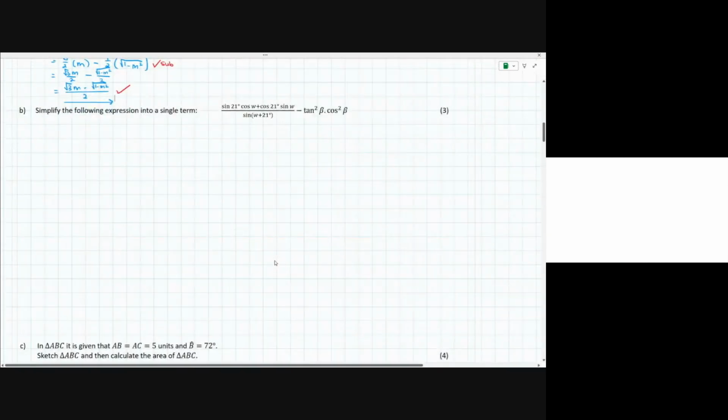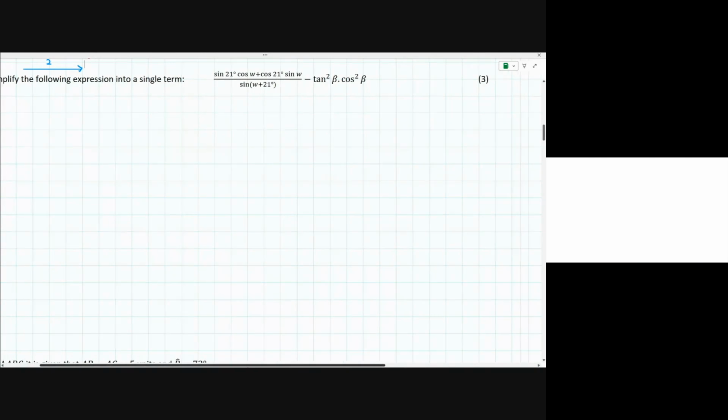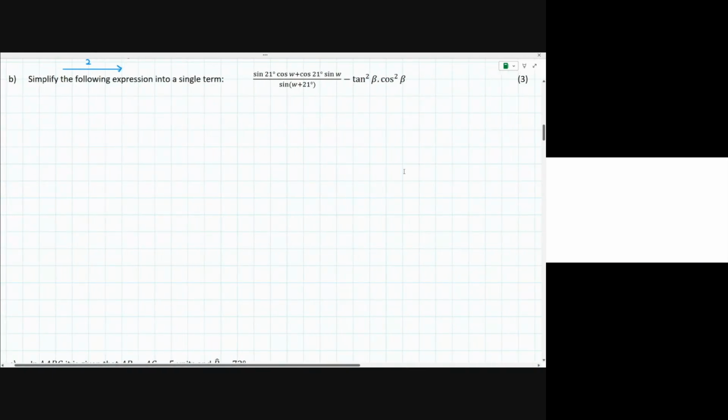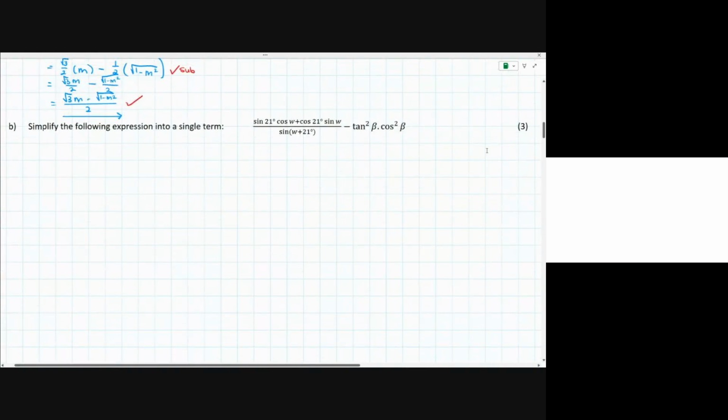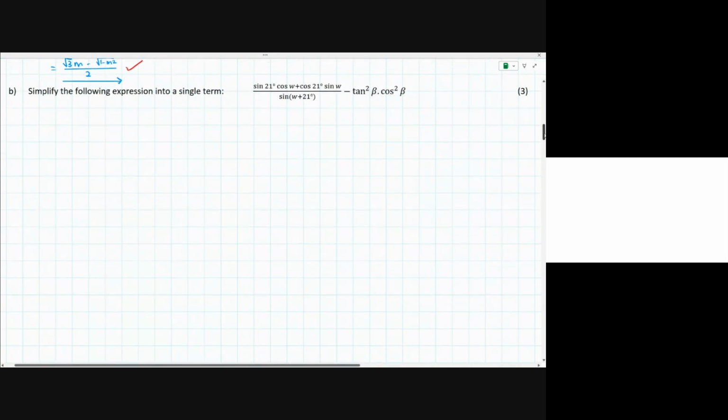Let's have a look at this one. Question B asks us to simplify the following expression. The expression that we have been given is sine 21 times cos W plus cos 21 times sine W, over sine W plus 21, minus tan squared beta times cos squared beta.